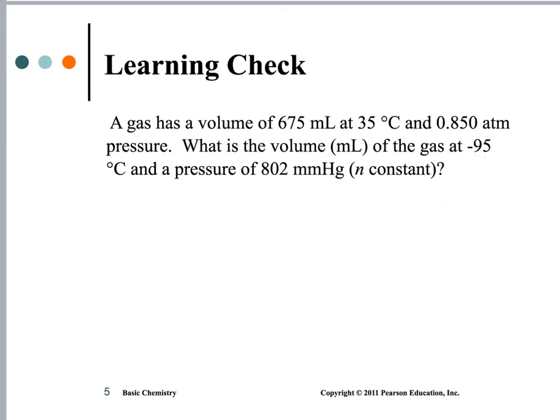Now we get a new problem. A gas has a volume. Right when we start, let's take a look at what we have. We have volume 1. Temperature 35, are you kidding me? We can't do that. We have to add 273. So if I add 273, what am I going to get? I'm going to get 308.